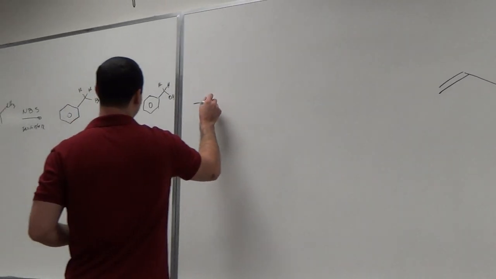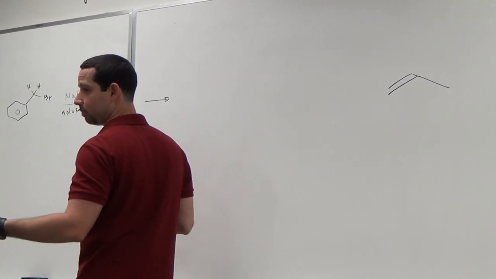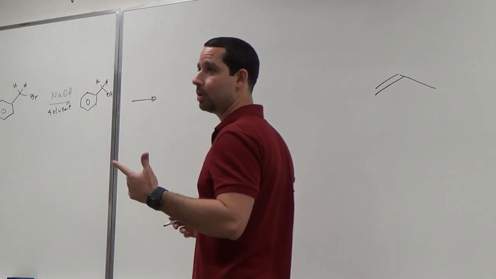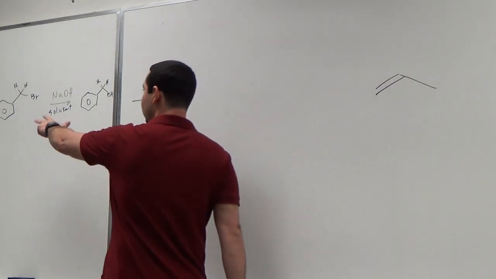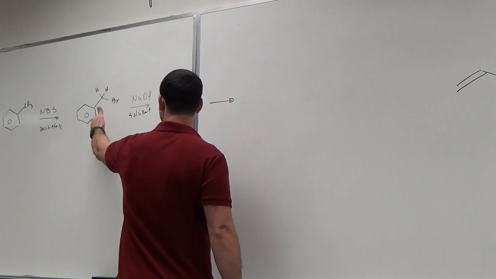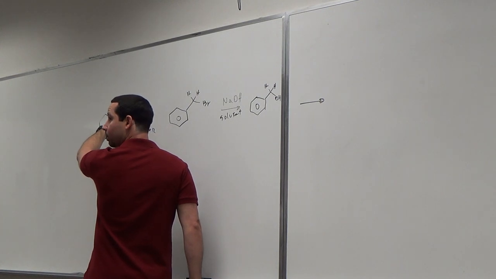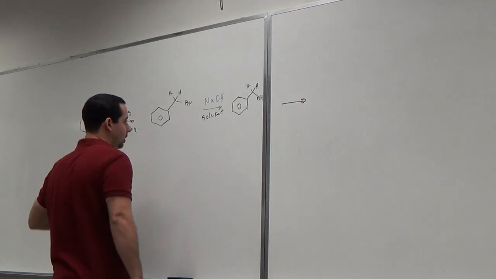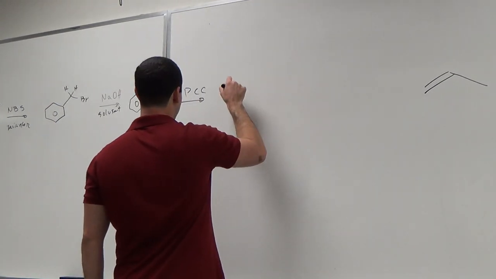What else can I do to this now? Can I oxidize this to something? Yes. I can oxidize this to an aldehyde, or I can oxidize this to a carboxylic acid. There is no need to go through all the hassle if you are going to make this a carboxylic acid. If you wanted to make this a carboxylic acid, you would not do this and this. You just treat this with chromic acid or potassium permanganate. If you treated this with PCC, what would you get? An aldehyde.